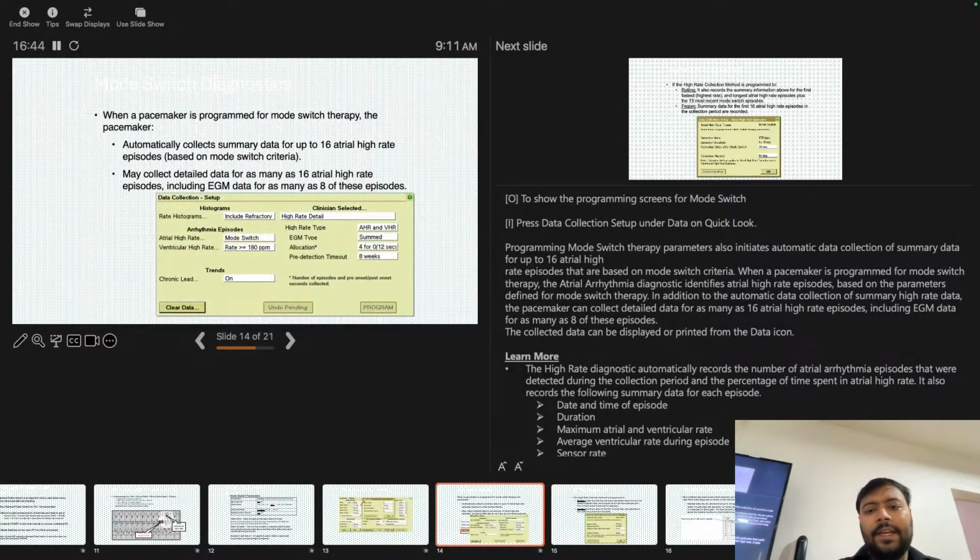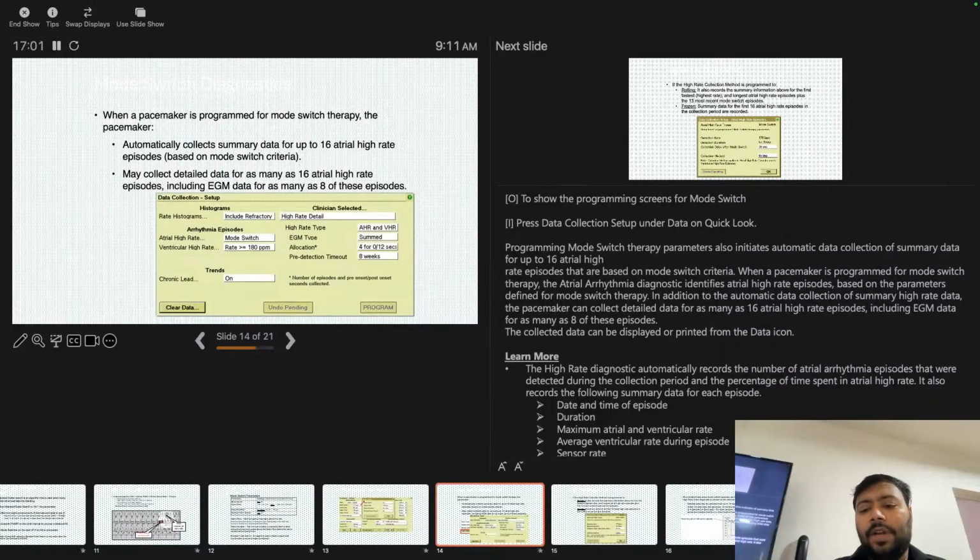So Medtronic devices can store up to the last 16 atrial high rate episodes based on mode switch criteria and first in, first out concepts. And this is the data collection setup, where you can see how much you can customize the recording and storage setup here.